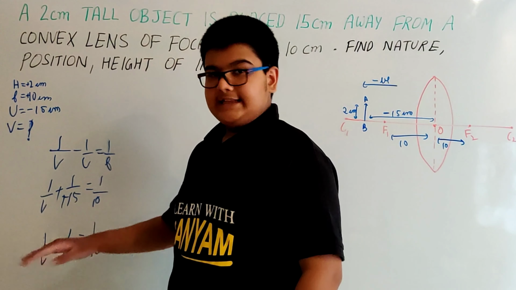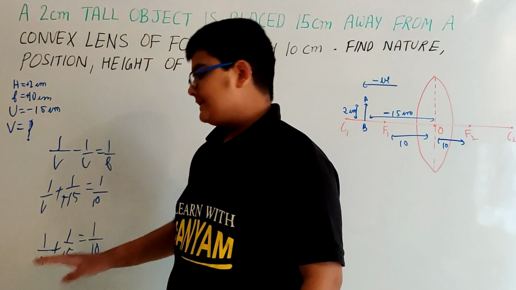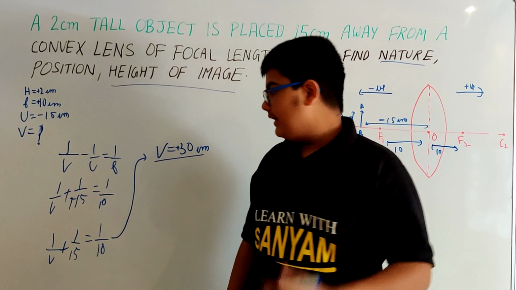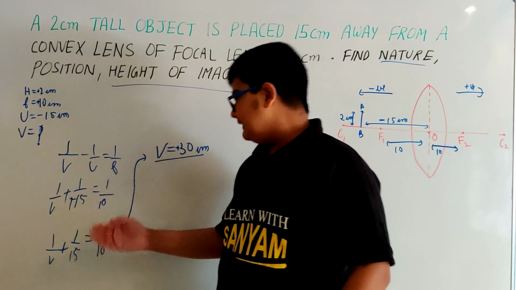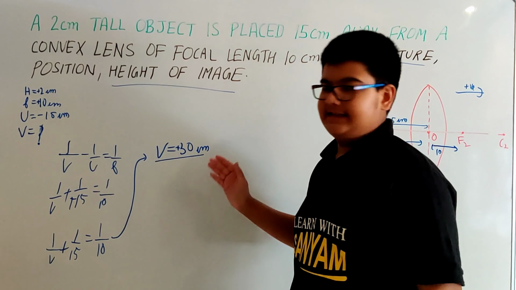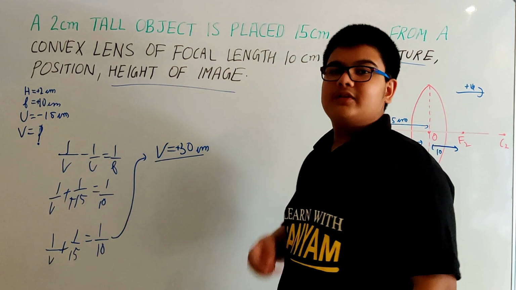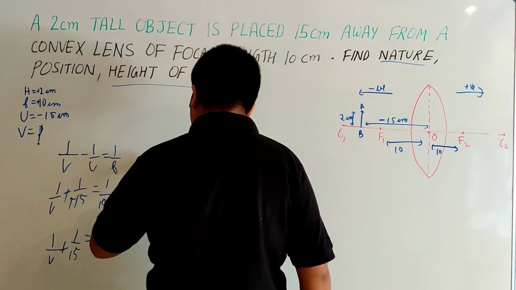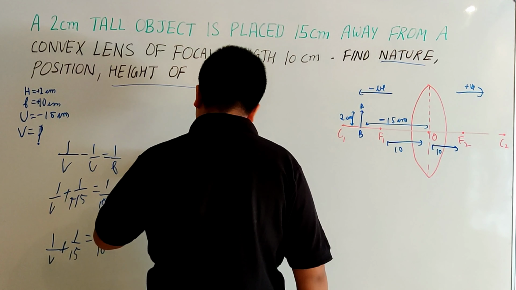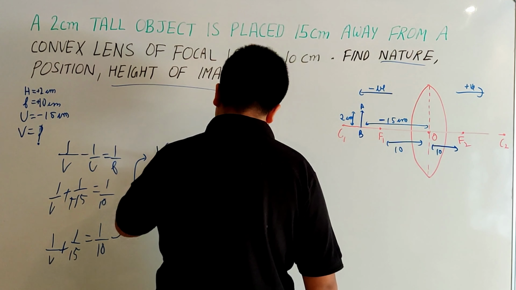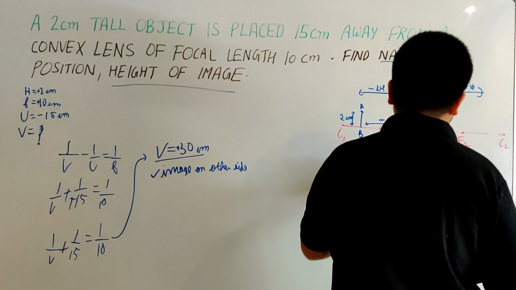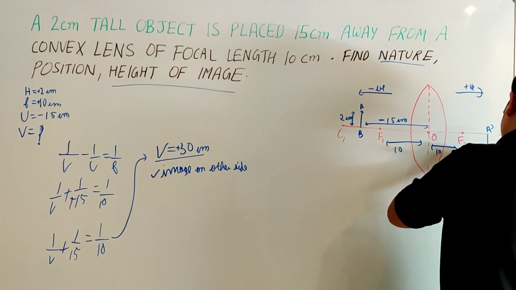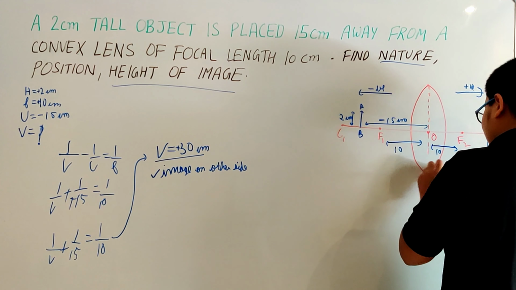Now just you have to do the maths and you will get the value of v. You just have to solve these fractions. So basically, after solving these fractions, we will get that the value of v is plus 30 centimeter. From this, we are able to infer two things. The first thing is that as v is positive, this means that image is formed on the other side of the lens. So image will be formed somewhat like this on the other side of lens, and distance will be 30 centimeter from the optical center.